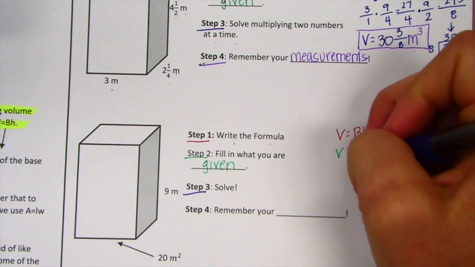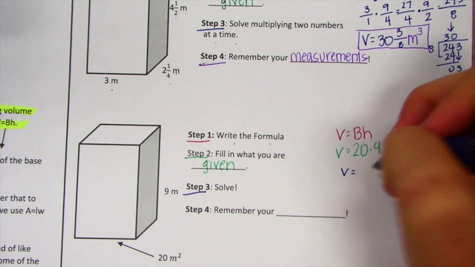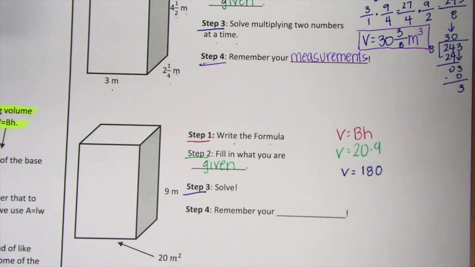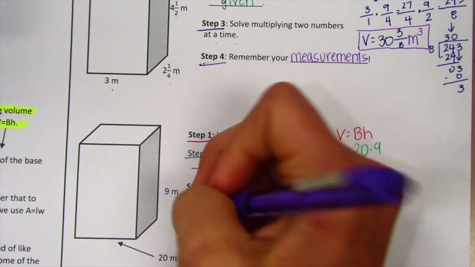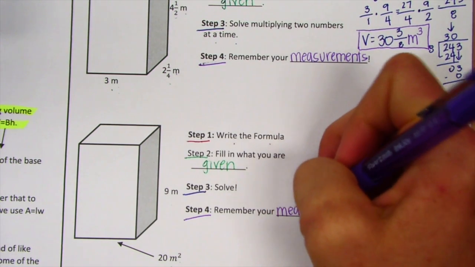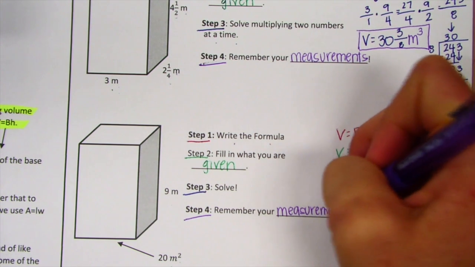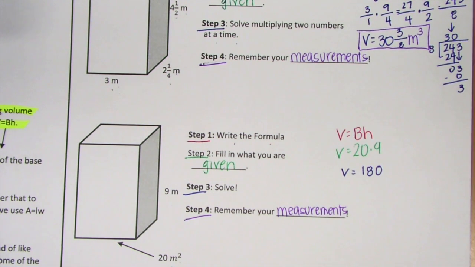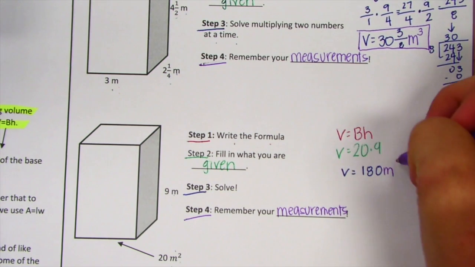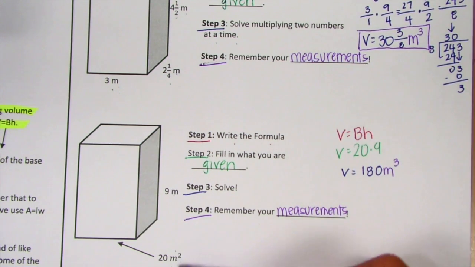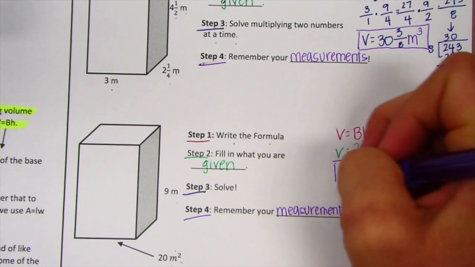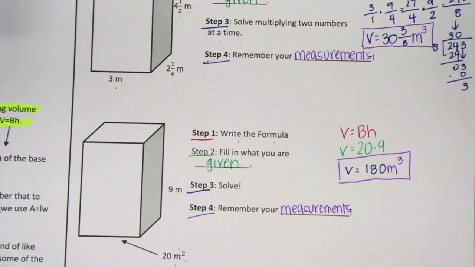So remember that we can think about this as 2 times 9, which is 18, and then add back in that 0 to make it 180. Step number 4, remember your measurements. So again, we're still going to have meters cubed for the fact that we had squared and then we multiplied that times another meter, giving us another cubed. So our final answer is going to be volume equals 180 meters cubed.